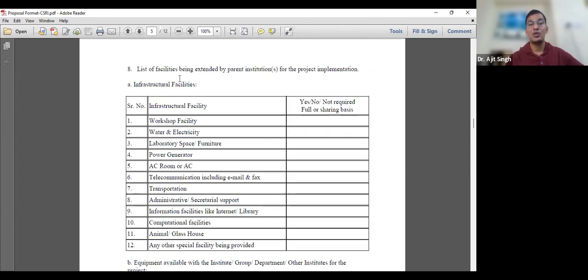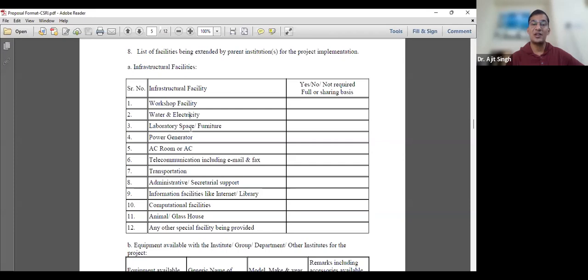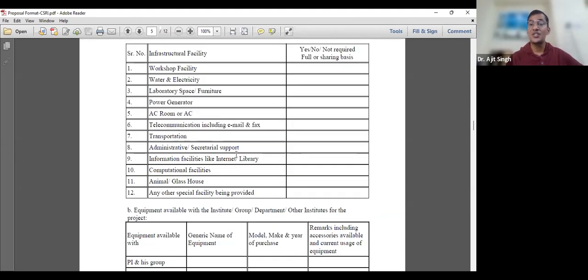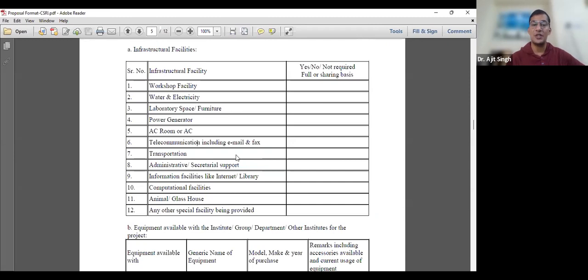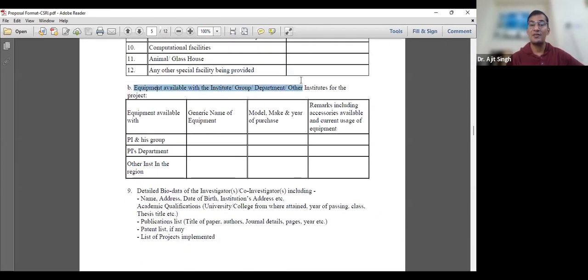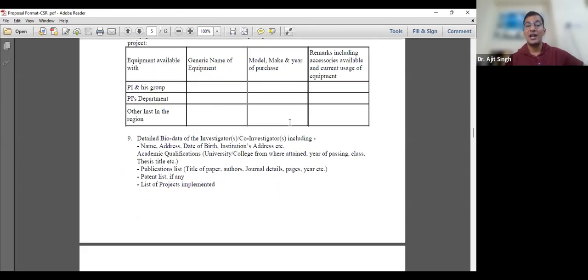And then list out these things, facilities, whether they are available or not at your institution. Is there a workshop facility, laboratory space, a power generator, air-conditioned rooms? These things must be needed by the agency, by DST. So they have asked you directly; these are kind of eligibility criteria. Transportation, administration, animal house, glass house, and then equipment available or not. What equipment is available, like generic name of the equipment, model, make. Take care, everything must be there.